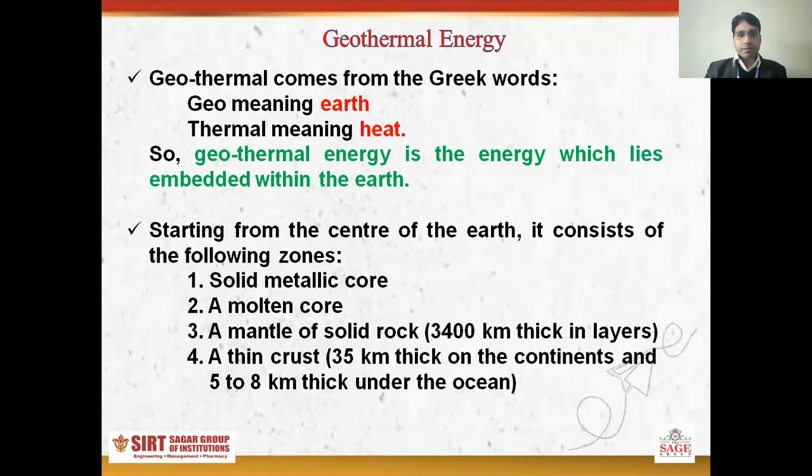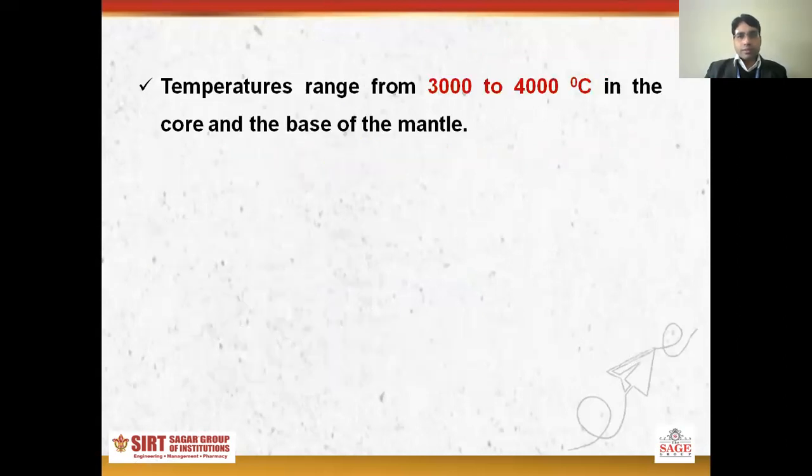Starting from the center of the earth, it consists of the following layers. First, a solid metallic core, then a molten core, then a mantle of solid rocks, which is about 3,400 kilometers thick, in layers. Next, a thin crust, 35 kilometers thick on the continents and 5 to 8 kilometers thick under the ocean. Temperature ranges from 3000 to 4000 degrees centigrade in the core and the base of the mantle.